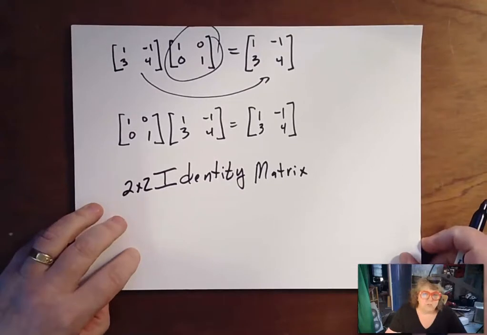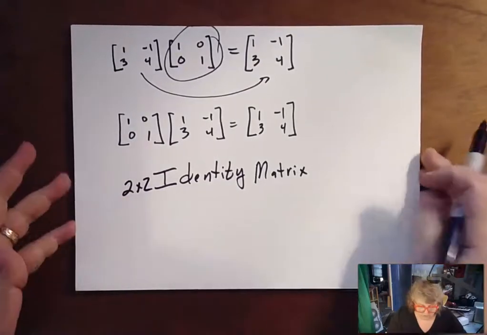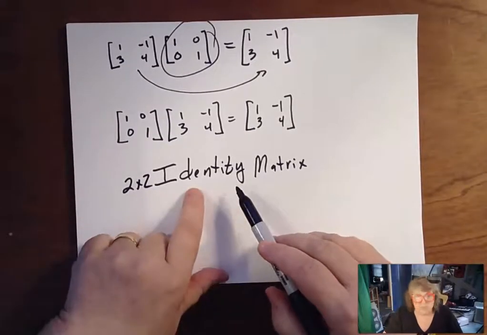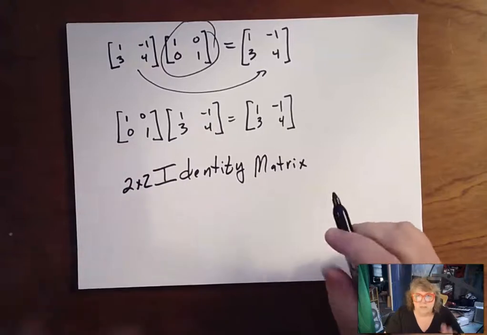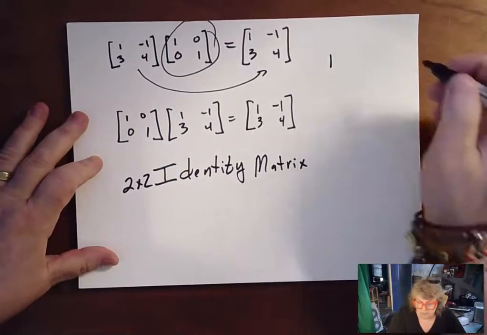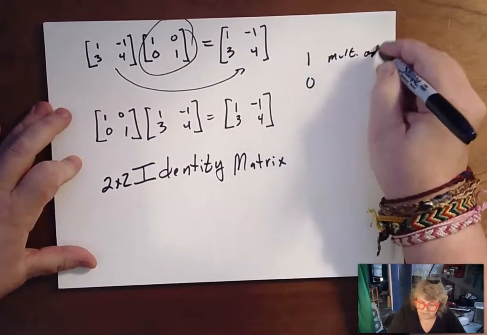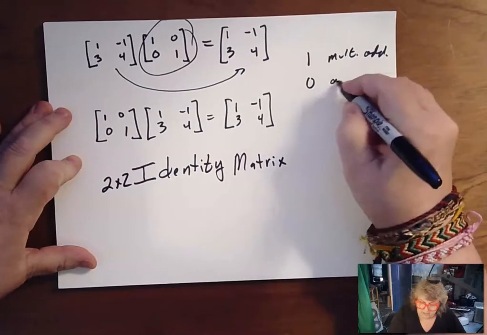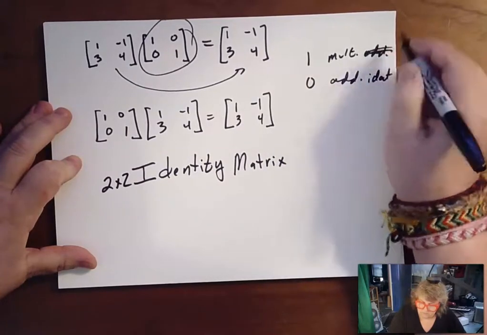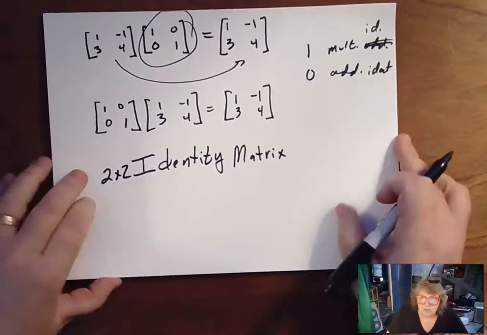Any identity matrix is going to be square. This is the 2 by 2. You can have a 3 by 3, 4 by 4, 5 by 5, etc. We call it the identity because this matrix times anything of the right size will give you the same matrix back. Just like 1 is our multiplicative identity and 0 is our additive identity. I can't spell ID. Let's think about multiplication.